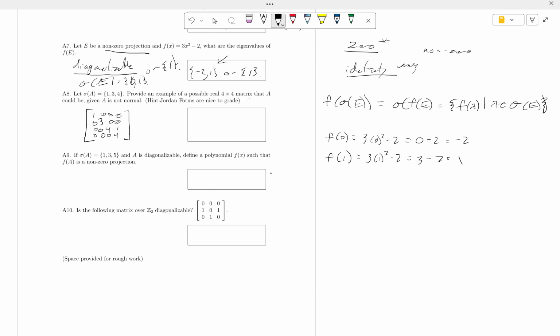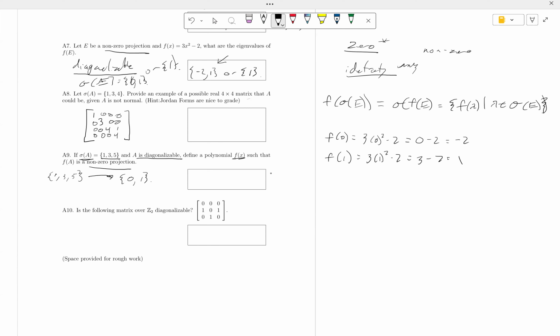Now, if we have number 9, if we have a sigma of A with these entries, A is diagonalizable, define a polynomial f of x such that f of A is a non-zero projection. So instead of going from 0 and 1 to other values, we're going to be mapping the set {1, 3, 5} to 0 and 1. And the easiest way to do a non-zero projection is to make sure some of the numbers map to 0 and some of the numbers map to 1.